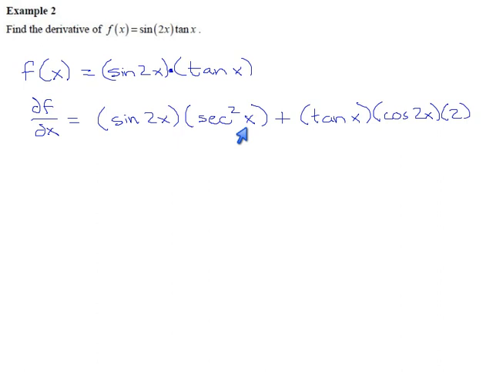That wasn't an issue with this derivative because the derivative of what was inside here was just 1, so it was safe to ignore it, but it's definitely not safe to ignore it too. So, can we clean this up at all?